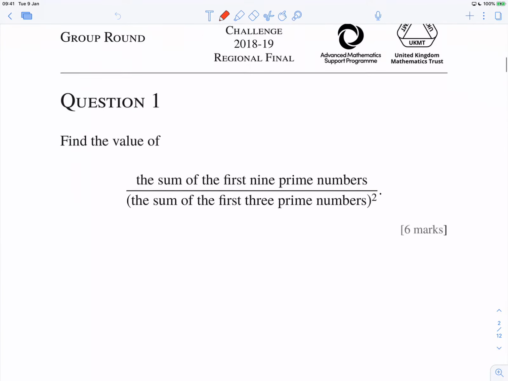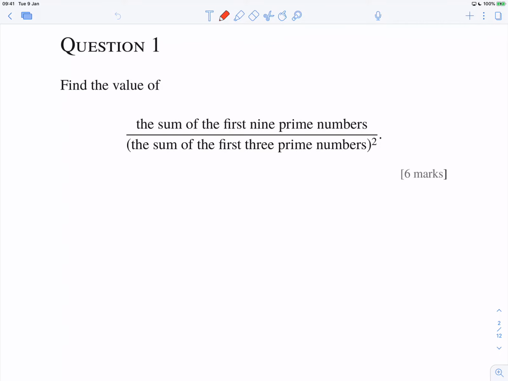First question. Find the value of the sum of the first 9 prime numbers and divide that by the sum of the first 3 prime numbers and then square it. Okay, first 9 prime numbers. So 2 plus 3 plus 5. Next prime number 7, then 11, then 13. That's the first 6. Then after that, the 7th one is 17. The 8th one is 19. And the 9th one, I believe, is 23.